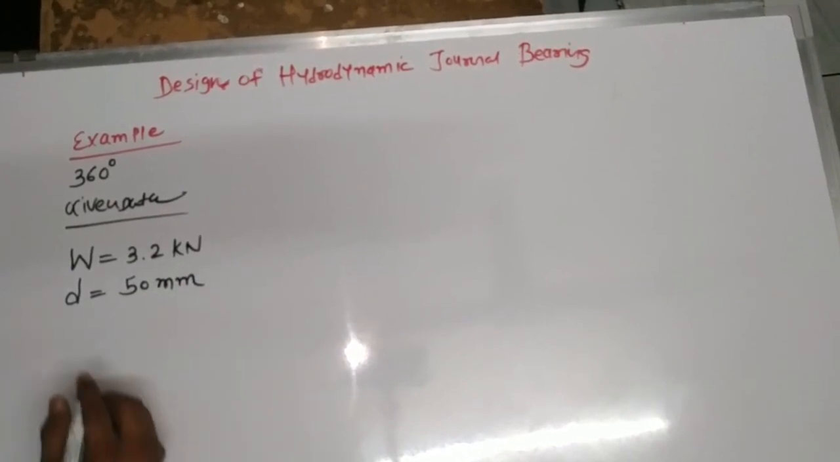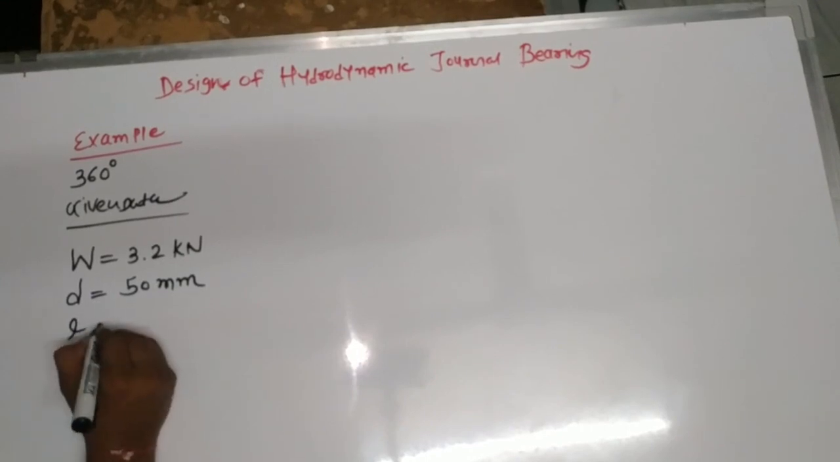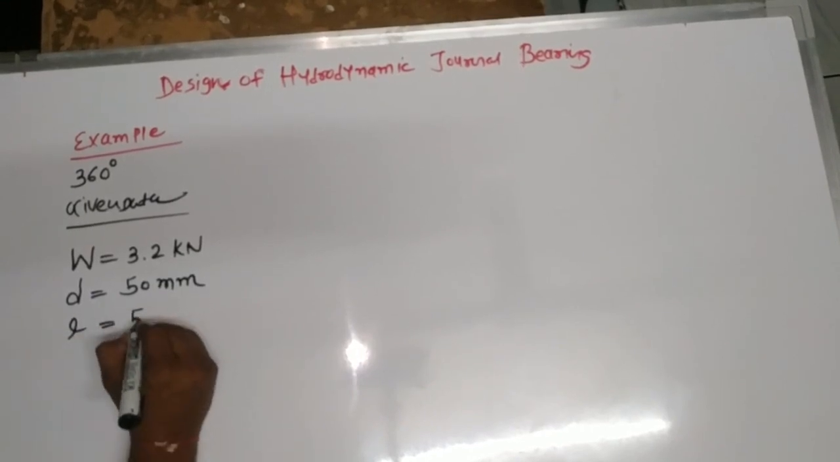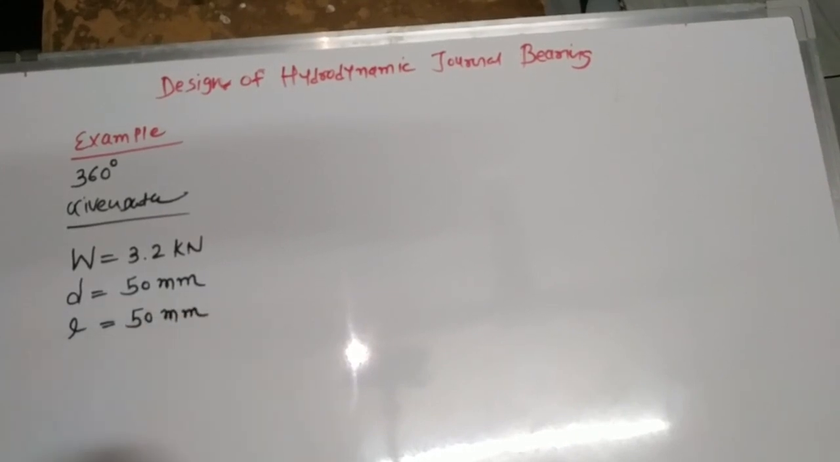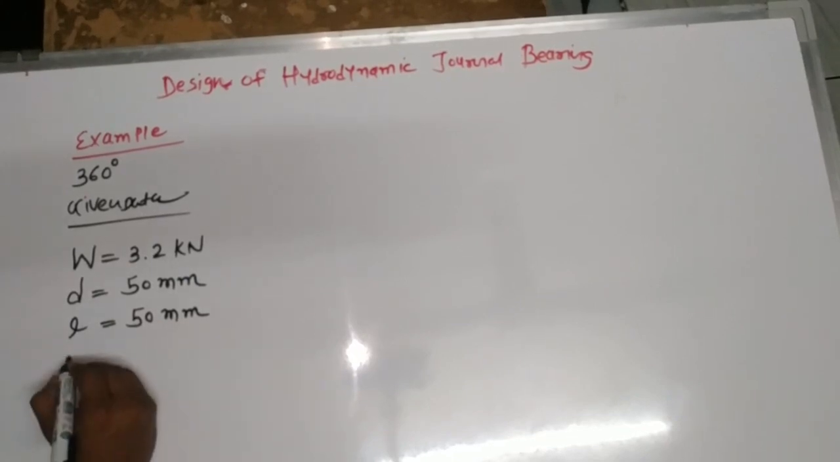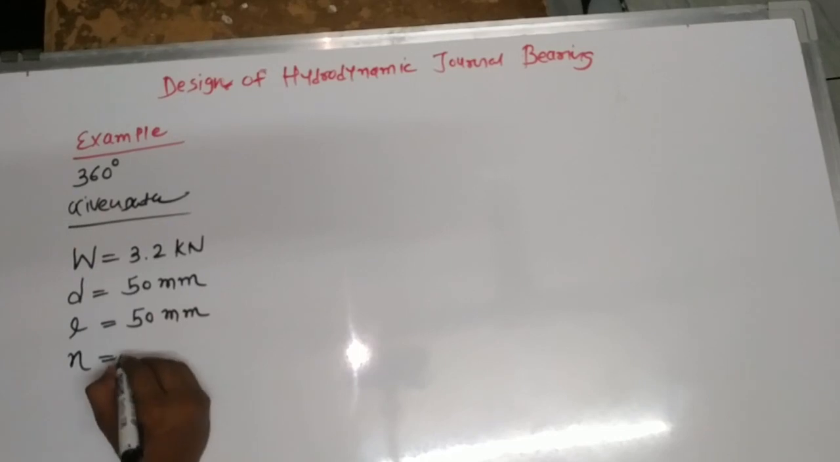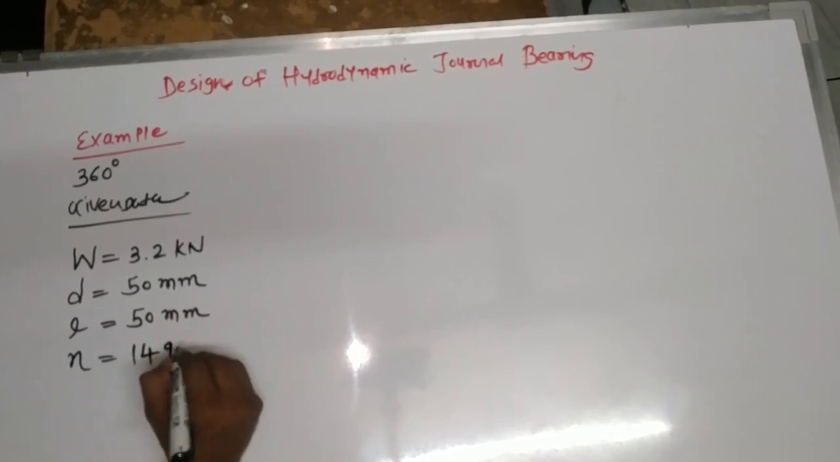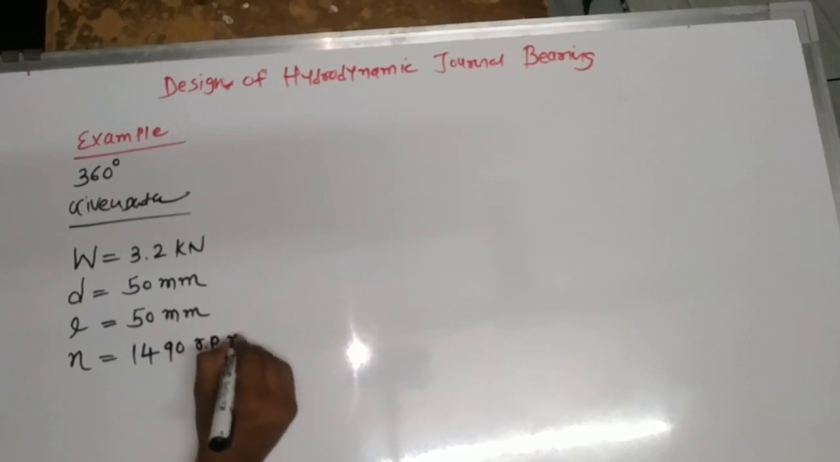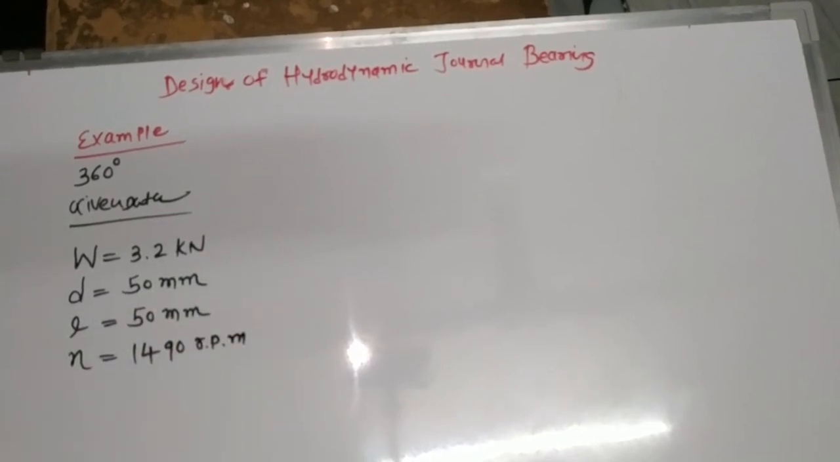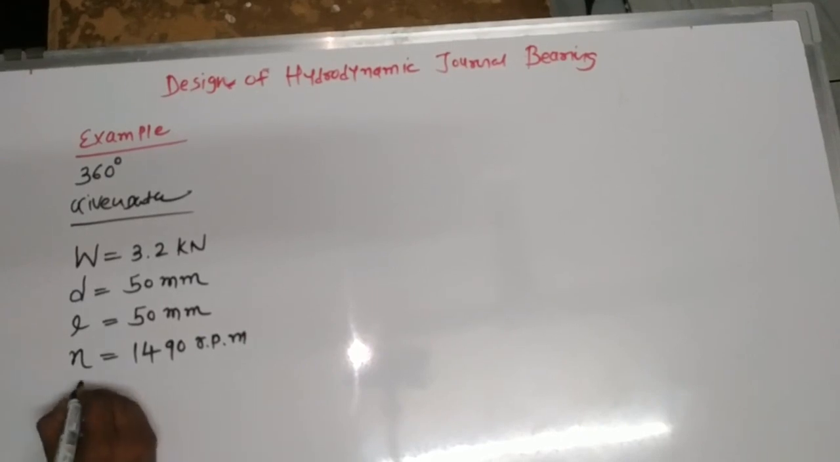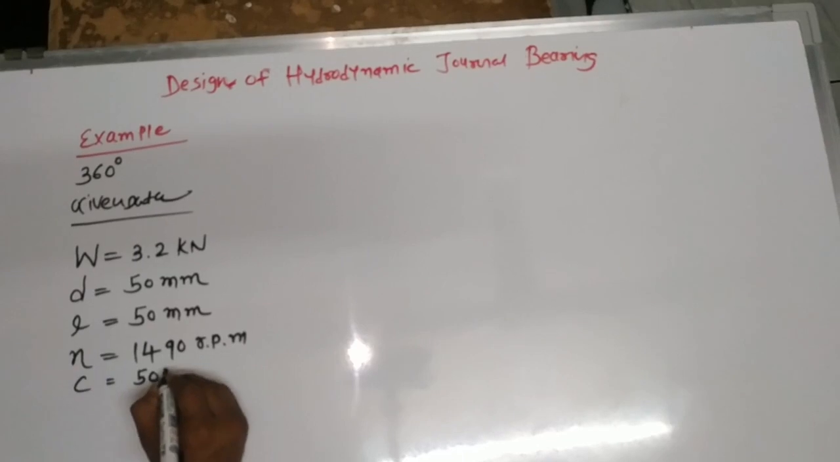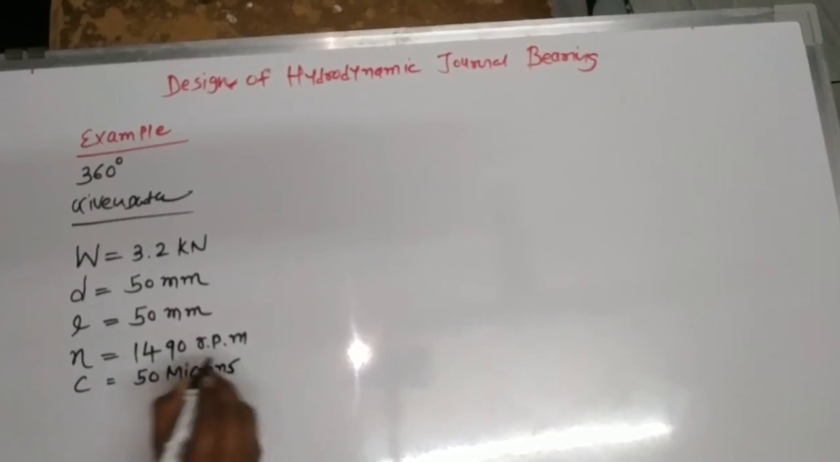Another parameter that is given is the bearing length. The bearing length we denote with small l, and that is also given, 50 mm. After that, the parameter given is the journal speed, n, which is in RPM, 1490 RPM. That RPM we are going to convert to RPS as the design data requires. Now the radial clearance, indicated with small c, is 50 microns, right? That is also given.